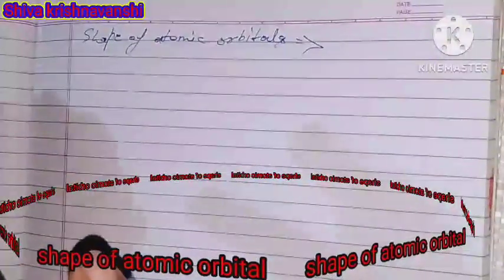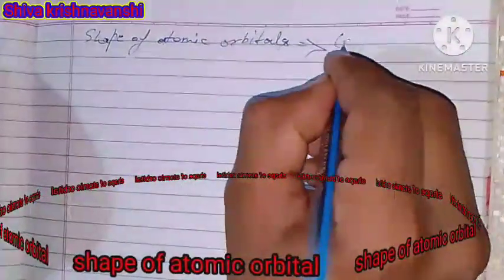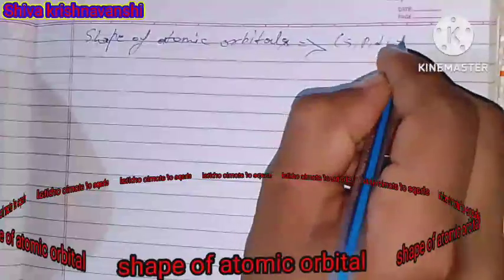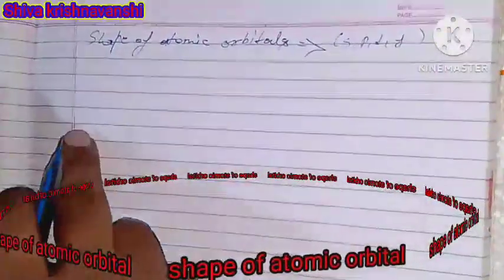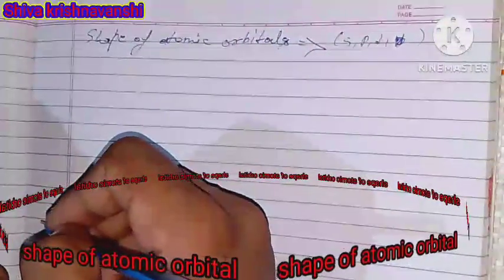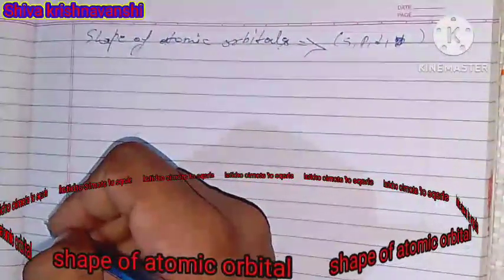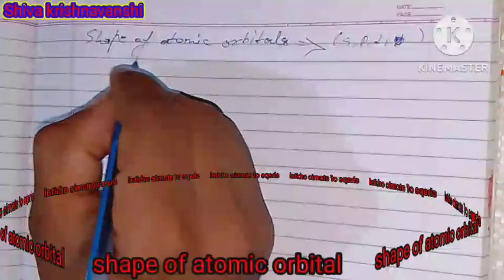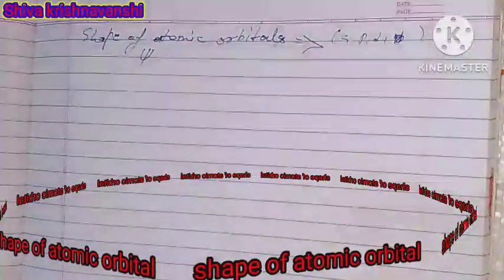The size, shape and orientation of the different types of orbitals s, p, d, f can be obtained by wave mechanics. The shape of an orbital depends on the wave function psi.